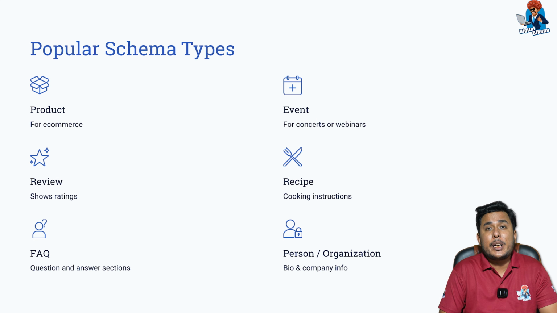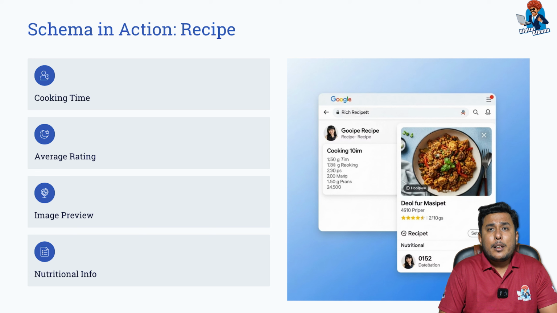Let's look at some common types of schema markup. Choose the one that fits your content best and watch your search listing improve. Here is an example. A cooking blog uses recipe schema. Now when the page appears in search, users can see cooking time, star ratings, and even an image, all without clicking.